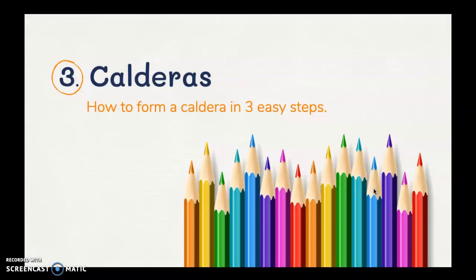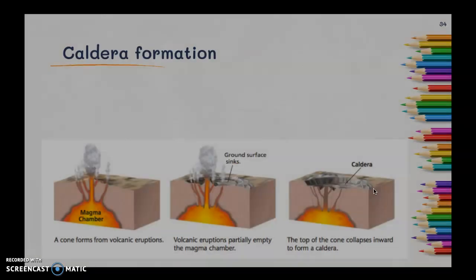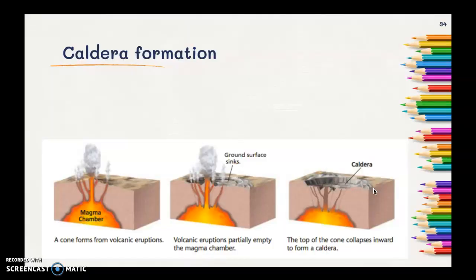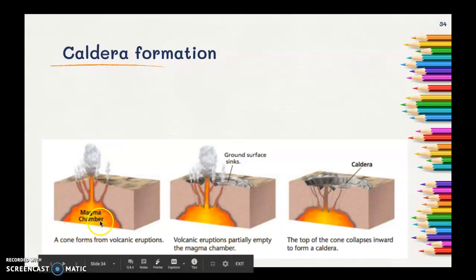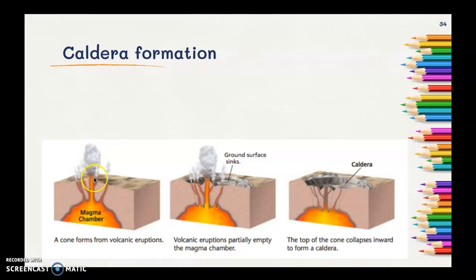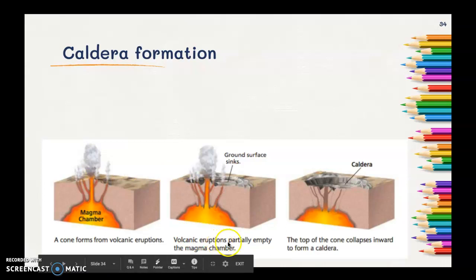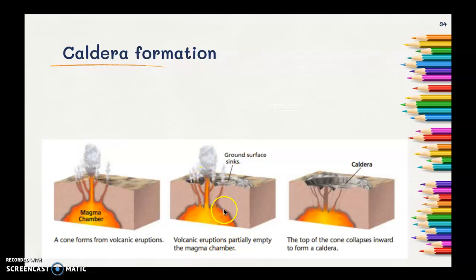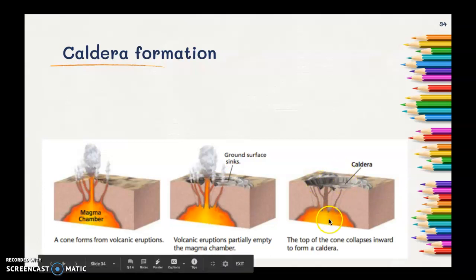Okay, next term to know is a caldera. And the question is how to form a caldera in 3 easy steps. Here it is. You start off with some typical magma chamber underground, and it's forcing that magma up to become lava and forming a volcano. The volcanic eruptions partially empty the magma chamber, and so you've got a magma chamber that this big voided space here that's now empty of magma, and then the mountain on top kind of collapses down inward.